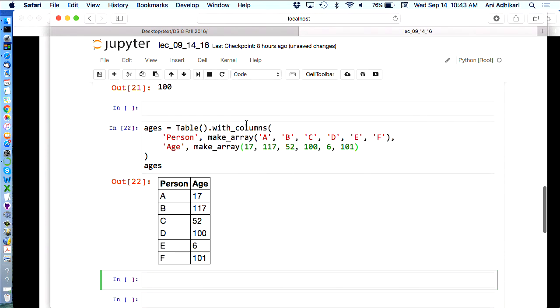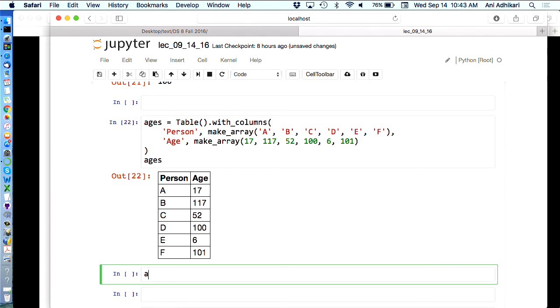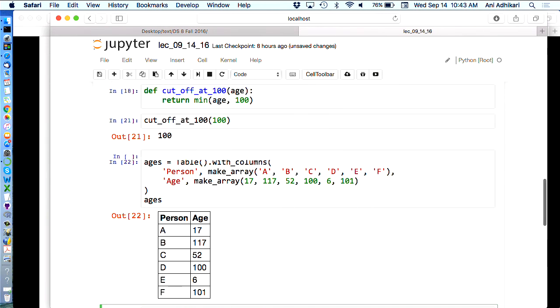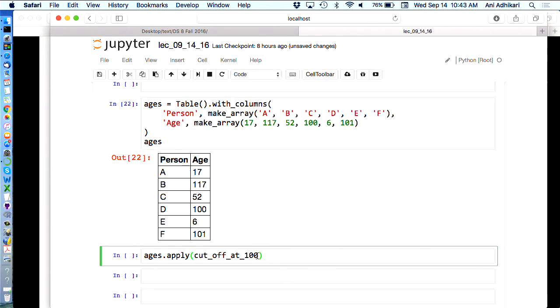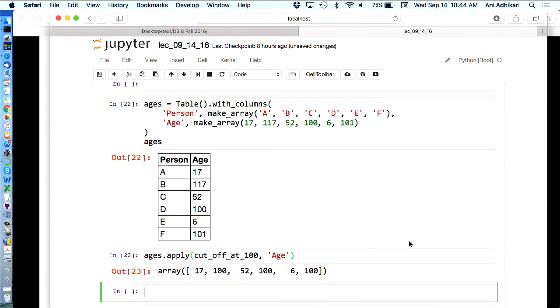So we will do the table. I called it ages. So ages.apply. To the table ages, apply the function. What did we call the function? I kind of lost my shift key here. Cut off at 100. Is that what we called it? Yes, that's what we called it. Apply this function to which column? Age. Right? Syntax: to this table, apply this function to this column, and we will get an array back, which allegedly has applied the function to every element of this column.